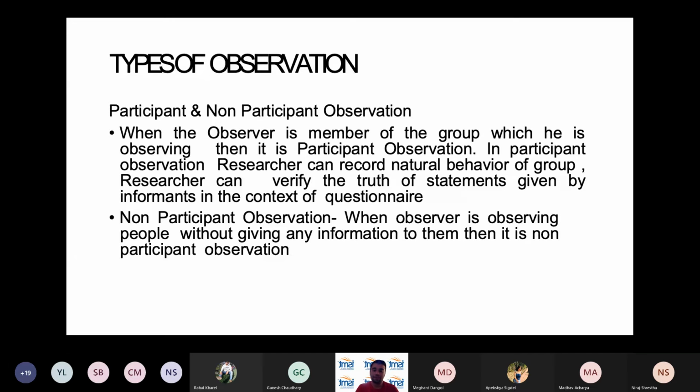Non-participant observation is when the observer is observing people without giving any information to them. Now you are separated from the research. You are just observing the other people and not informing the participants of anything. It might be non-intervention; intervention and non-intervention are also there. The focus here is non-intervention: you are not intervening with the person or people that you are observing.